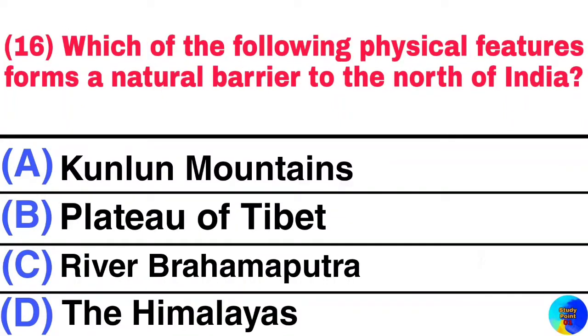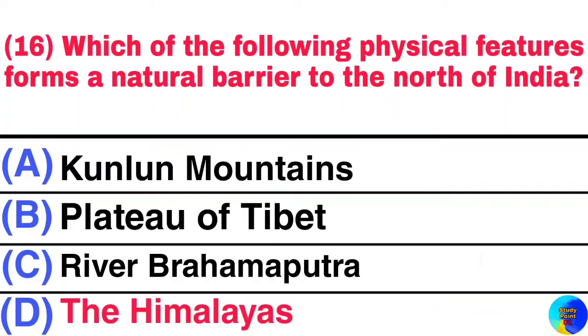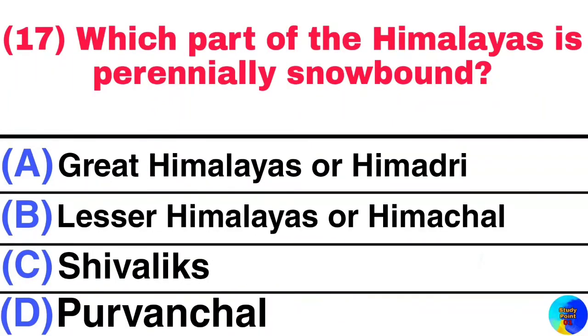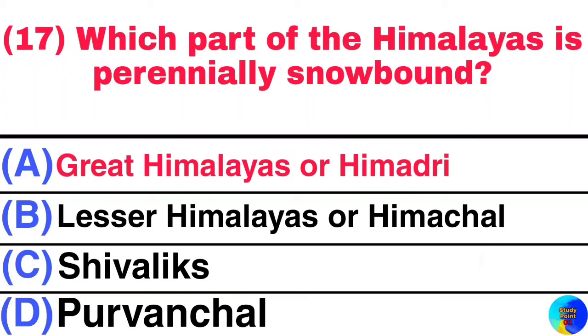Question number 16. Which of the following physical features forms a natural barrier to the north of India? A. Kunlun Mountains, B. Plateau of Tibet, C. River Brahmaputra, D. The Himalayas. Answer. The Himalayas. Question number 17. Which part of the Himalayas is perennially snowbound? A. Great Himalayas or Himadri, B. Lesser Himalayas or Himachal, C. Shivaliks, D. Purvanchal. Answer. Great Himalayas or Himadri.